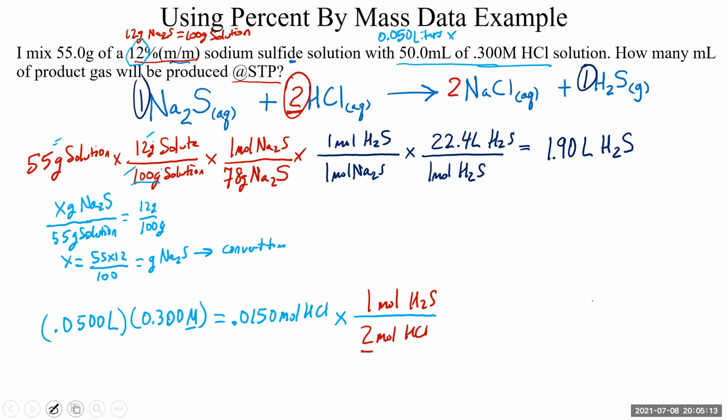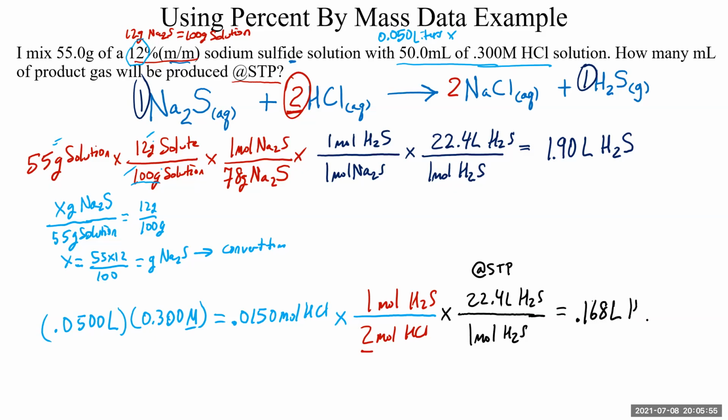Okay. And then same result, right? 1 mole of H2S is 22.4 liters of H2S at STP. Remember, we can do this because we're at standard temperature and pressure. A mole of any ideal behaving gas is going to occupy 22.4 liters. So we take 0.015, divide by 2 times 22.4. I got 0.168 liters of hydrogen sulfide gas.